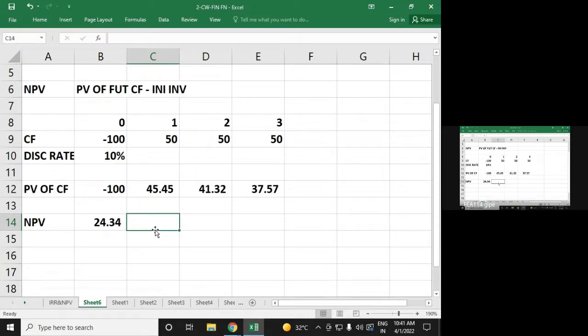So 24 as a number is not signifying anything. Its sign is more important. That is, it is a positive number. So NPV का conclusion क्या है? Because NPV is more than 0, it's a good investment. Okay. What is the magnitude telling?